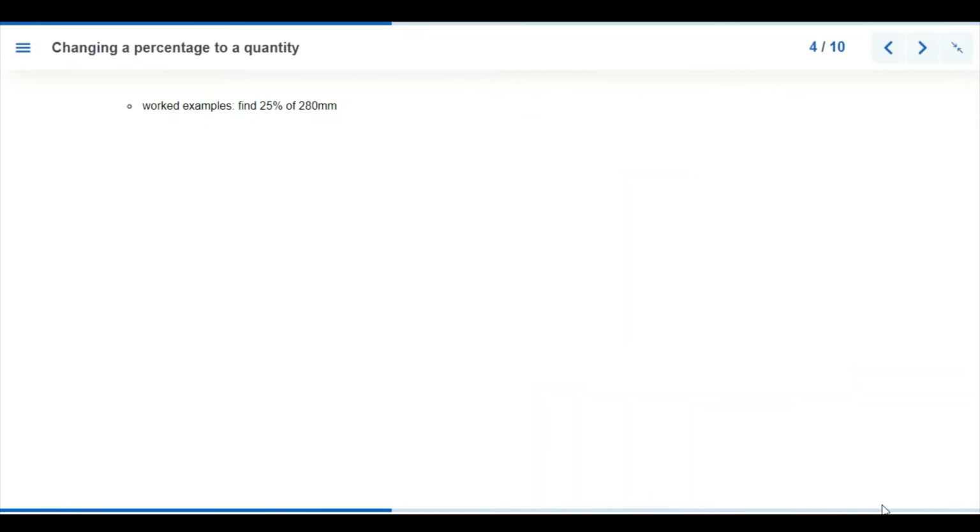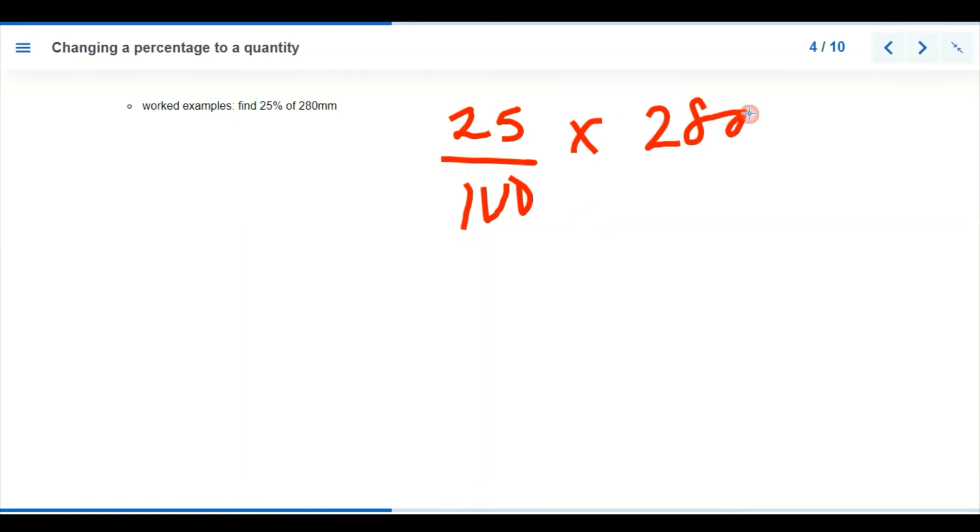Let's take us to the next slide. We are going to be solving as well. Look at this as an example here. We have to find 25% of 280 millimeters. So we are calculating 25 over 100, then multiply by 280. So let's solve this. We have 25 over 100 times 280 millimeters. If you look at this, a 0 can cancel this.